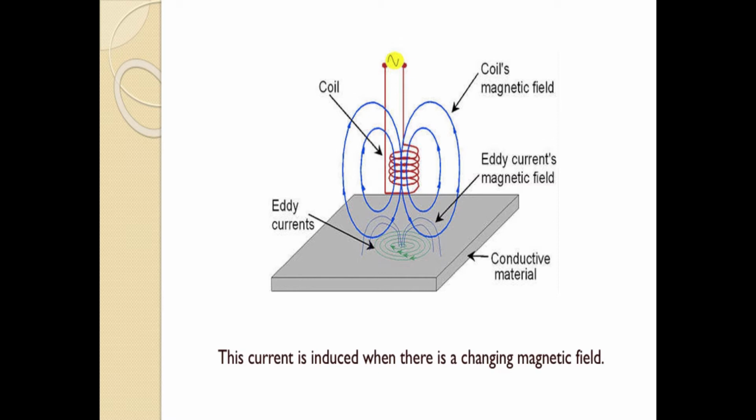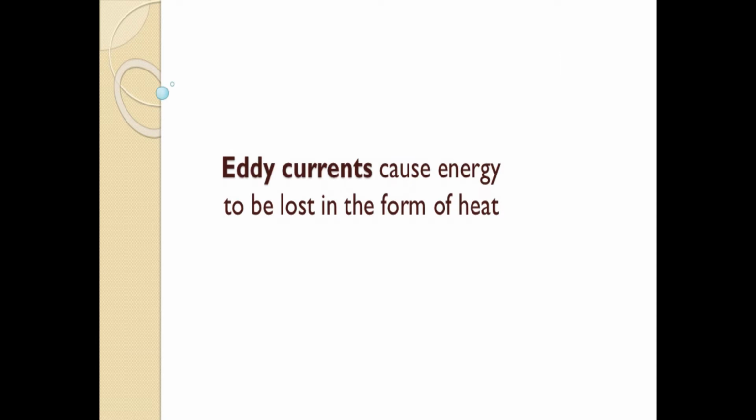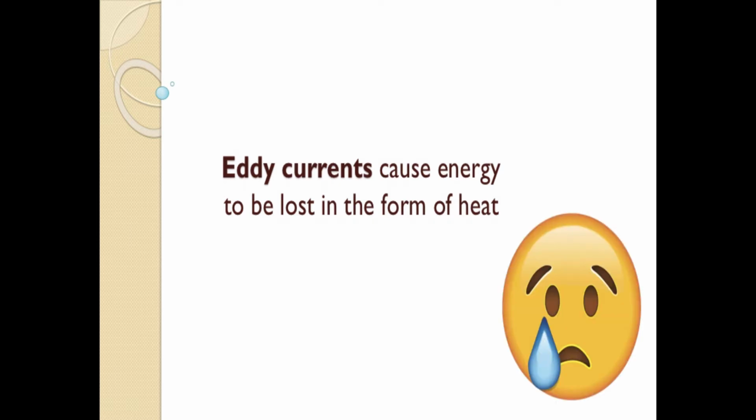Because of the tendency of eddy currents to oppose, eddy currents cause energy to be lost. In other words, eddy currents transform more useful forms of energy, such as kinetic energy, into heat. That is generally much less useful. In many applications, the loss of useful energy is not particularly desirable.